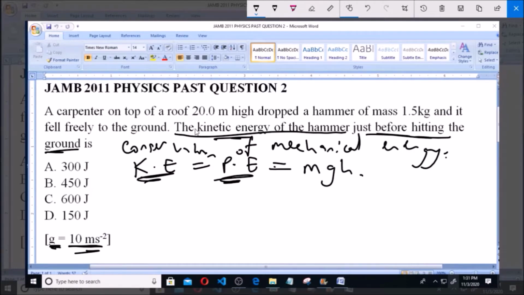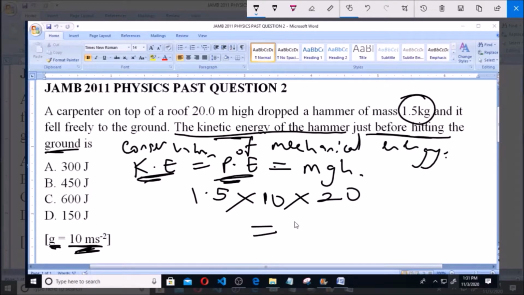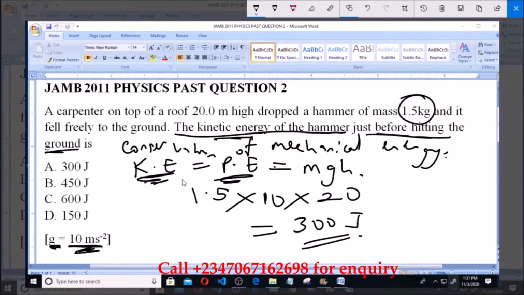So that is the formula you will be making use of. Now you just substitute the values given to you directly. m, which of course is your mass, 1.5 kg, multiplied by g, acceleration due to gravity, which is 10, and then multiplied by the height, which is 20, and that altogether will give you 300 joules. Joules of course being the unit of energy, in this case potential or kinetic energy. So 300 joules is option A, which is the answer to this question.